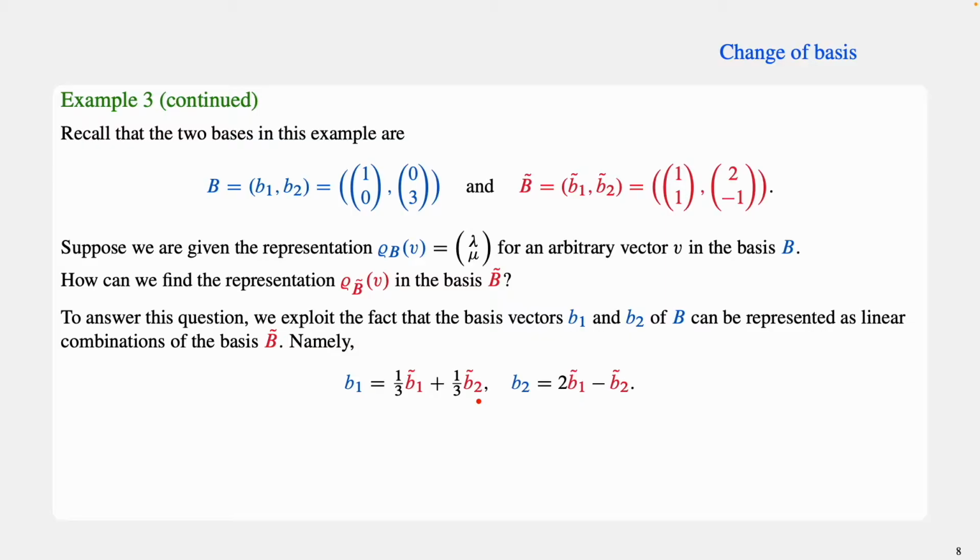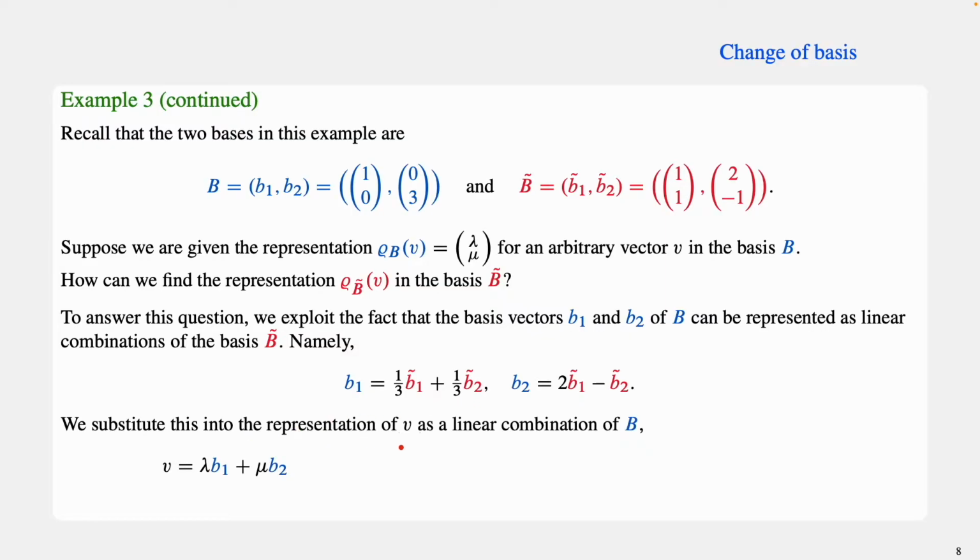And we already know how to do this, so we have done this in the examples in chapters 3 and 4, and later we will again see an example of this. So yeah, now we have expressed b1 and b2 as linear combinations of the basis vectors from the second basis. And now we can substitute this into the representation of v as a linear combination of b1 and b2. So recall, we are given that v in the basis b is represented by lambda mu. So that means v is lambda times b1 plus mu times b2. And now to get v represented by b1 tilde and b2 tilde, we substitute these two expressions here for b1 and b2. So that gives lambda times this linear combination plus mu times this linear combination.